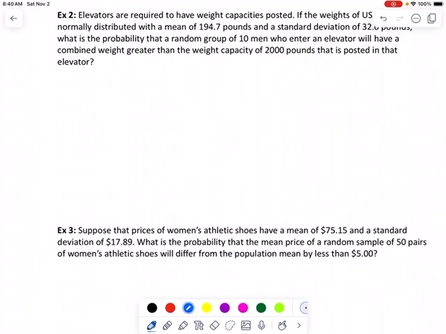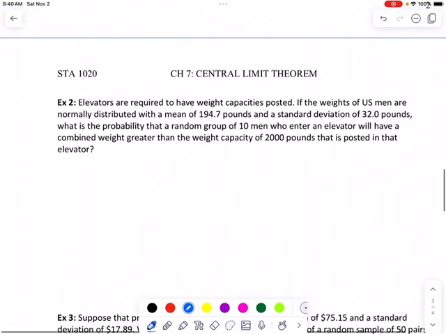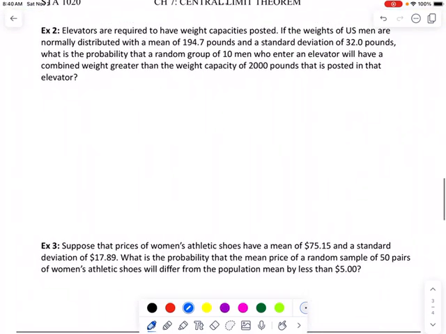So it says elevators are required to have weight capacities posted if the weights of US men are normally distributed with a mean of 194.7 pounds and a standard deviation of 32 pounds. What is the probability that a random group of 10 men, so a group of 10 men who enter an elevator, will have a combined weight greater than the weight capacity of 2000 pounds that is posted in that elevator?